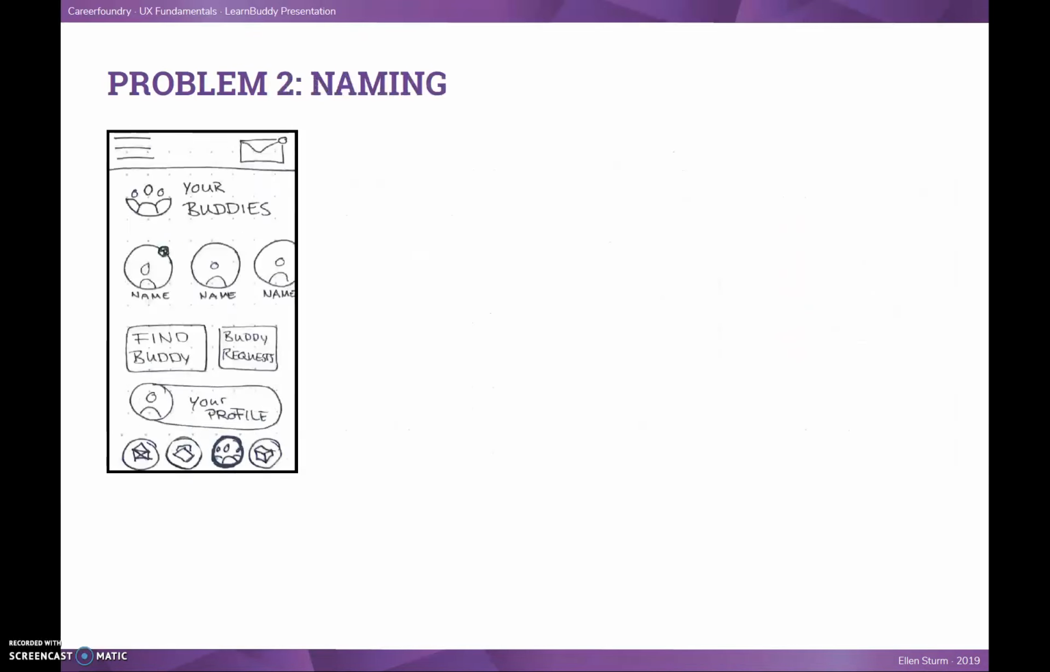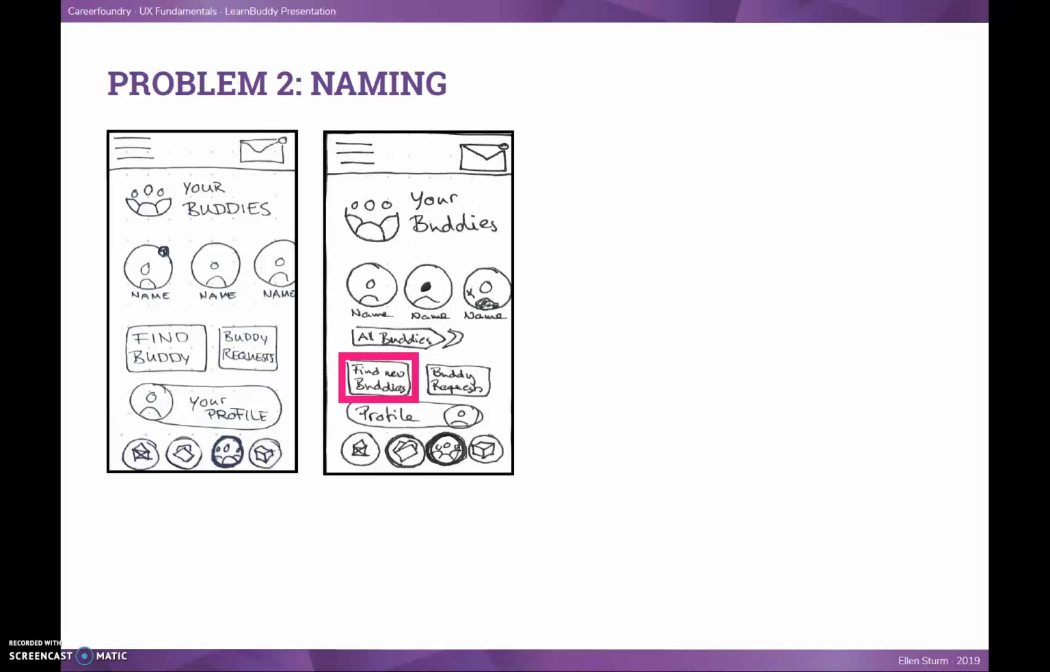Another problem was naming. When people were supposed to find their buddies, they clicked on Find Buddy on the buddy page. And for me, the Find Buddy button was a way to find new buddies. So the Find Buddies button was misleading, and so I added a Find New Buddies icon instead. And I had to change some other things too, but navigation, I will come to that now.